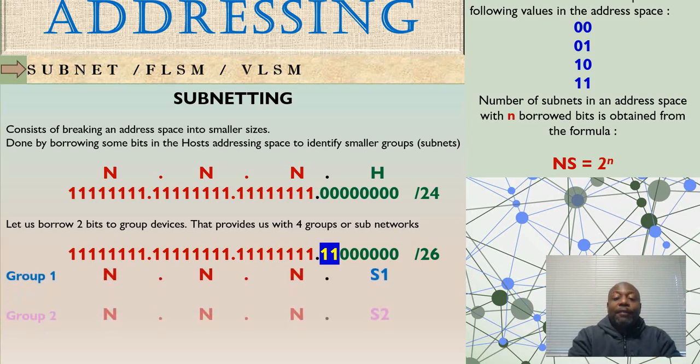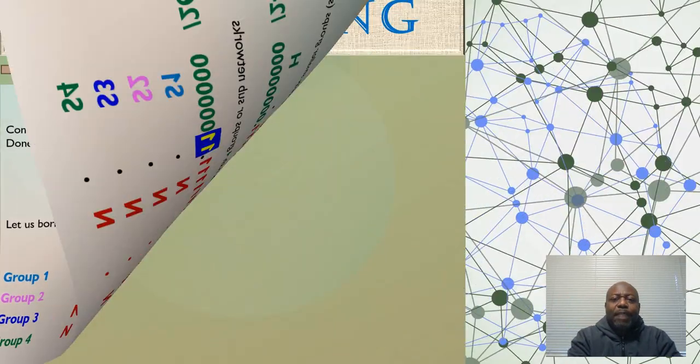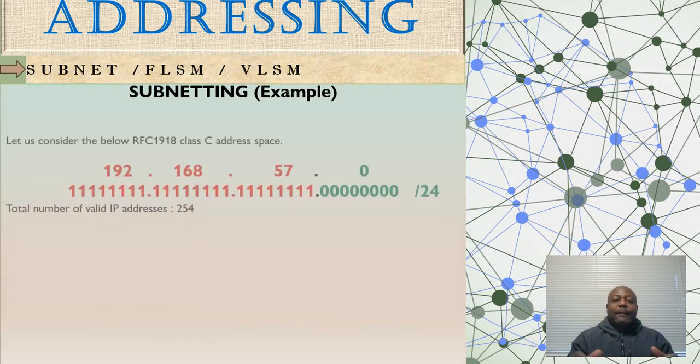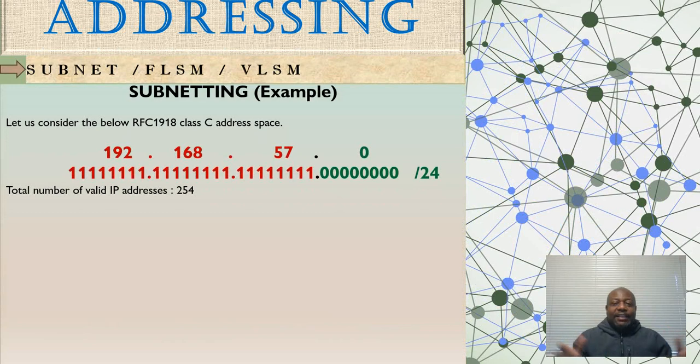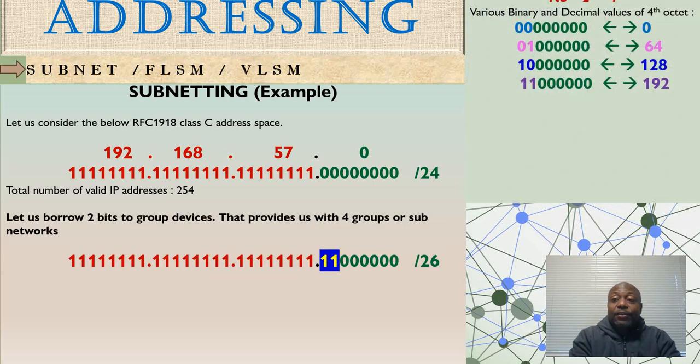And then we're going to have subnet 1, subnet 2, subnet 3, and subnet 4 to represent the 4 groups that we can have by borrowing 2 bits. You can extend the example by borrowing 3 bits, and then you will understand better. Let us take an example so that we make it easy. 192.168.57.0. As you can see, we have 24 bits masking the network. If we borrow 2 bits, we're going to have this result.